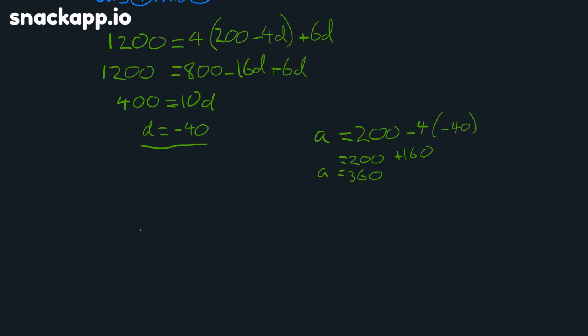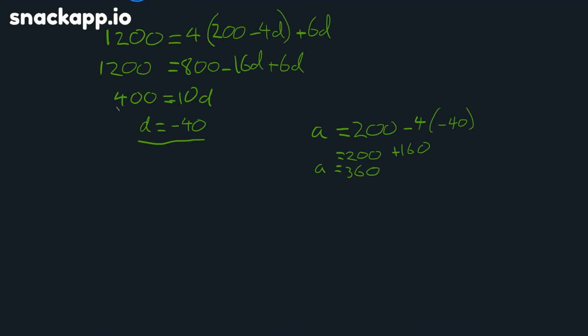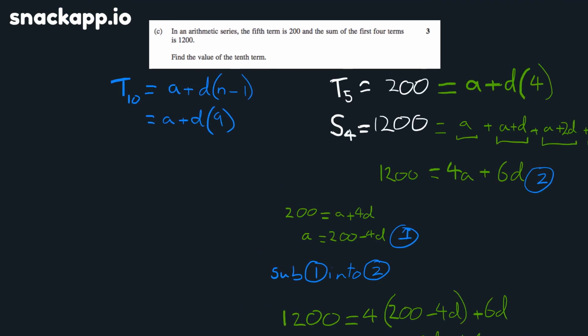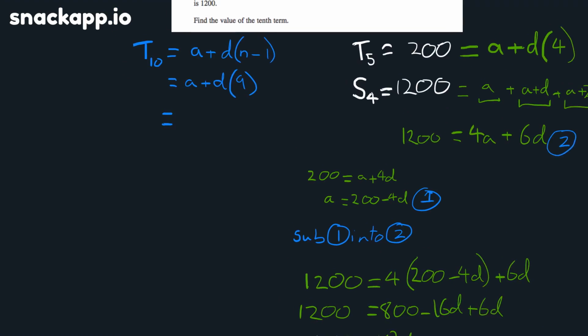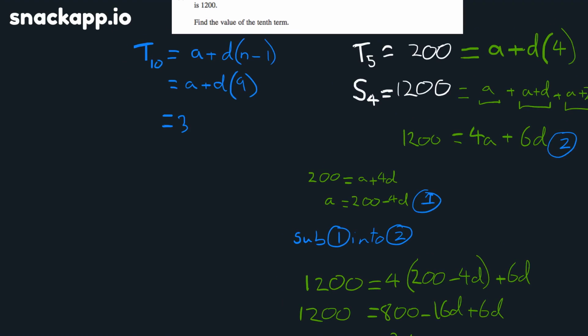Okay, so now we've got to go back to our original equation, what we thought about initially, which was finding this T10. That's what the question's actually asking for. So let's sub in those values. So a was 360, and d was negative 40. So now we can just sub that all together. 360 minus 40 times 9, that's just going to be 360. So what we actually get at T10 is going to be 0.